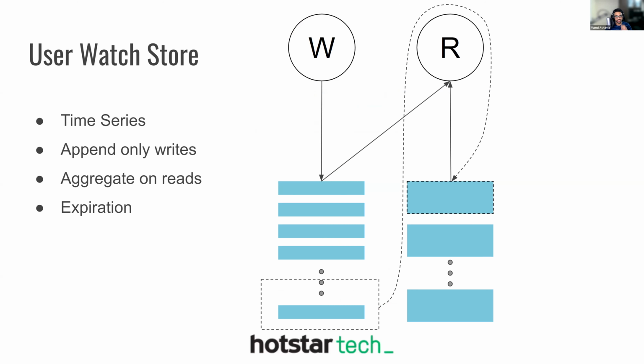So how does the user watch store work? The user watch store comprises two tables, where one table has the raw user events and the second table has the aggregated events. So once the event comes for any activity the user has done in the app or on the website, the raw events come via Kafka and get stored in a raw table. And there's a job which runs on the raw table, takes the data, aggregates it, and then writes to the second table. This is one of the use cases for which Scylla was used initially.